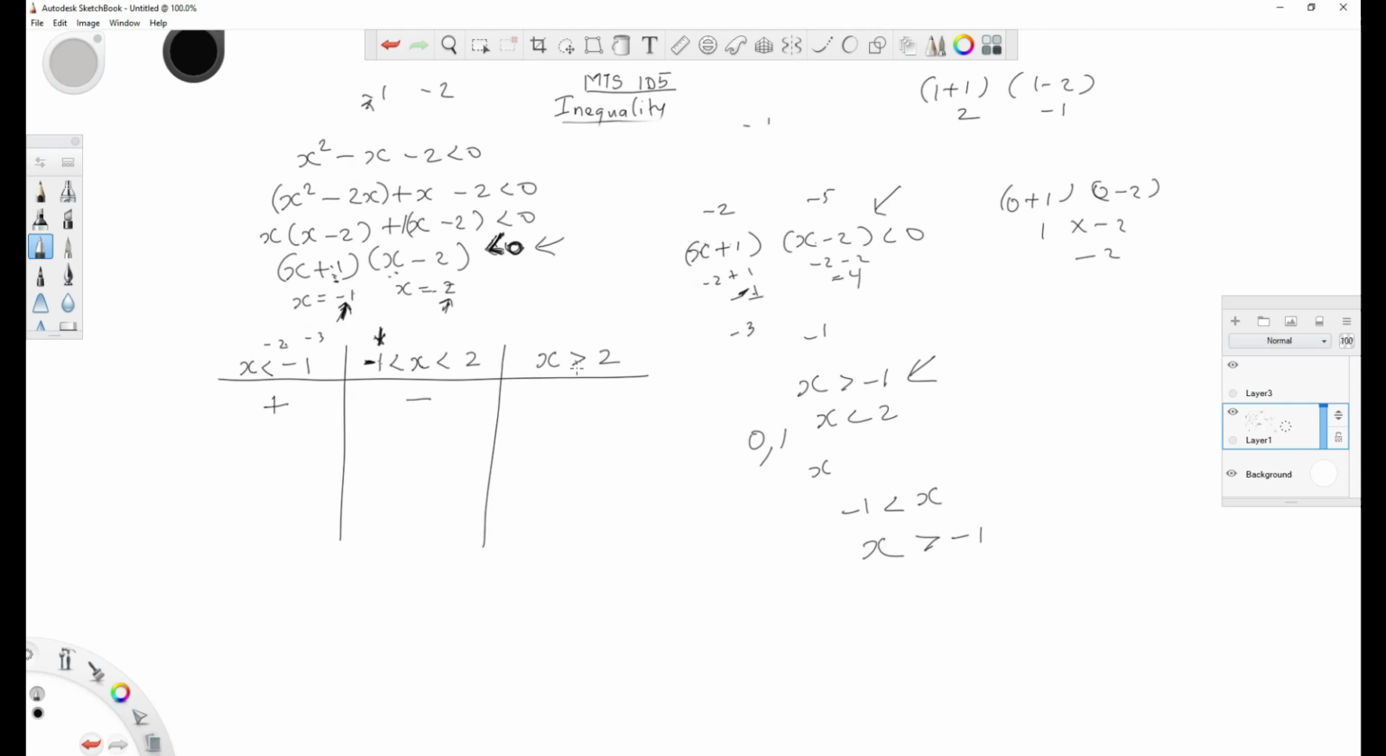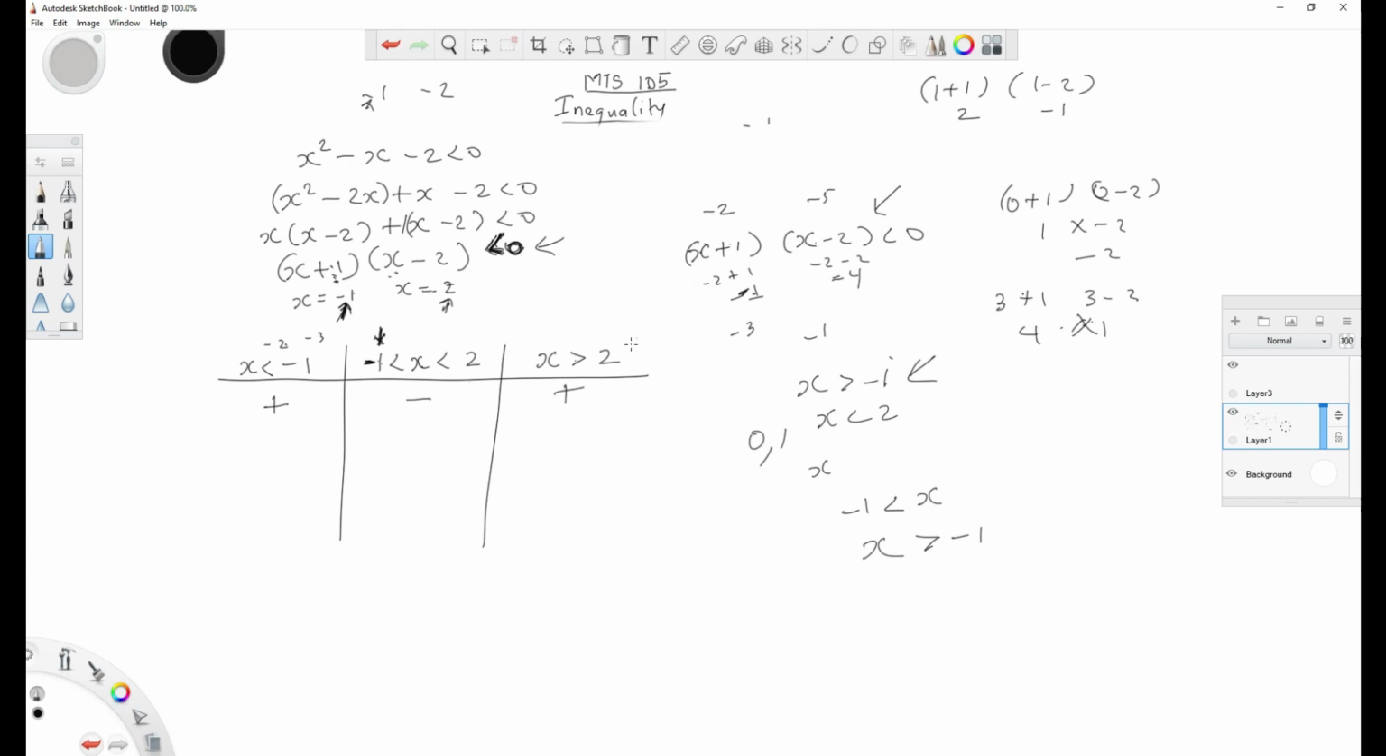Now let's go to this one, greater than 2. Since we are talking of greater than 2, we are talking of 3, 4, 5 and the like. So let's try 3. Let's put it in this equation. 3 plus 1, then 3 minus 2. This is 4, this is 1. It is positive. If you multiply these two, you get a positive number. So this is the table that we need.